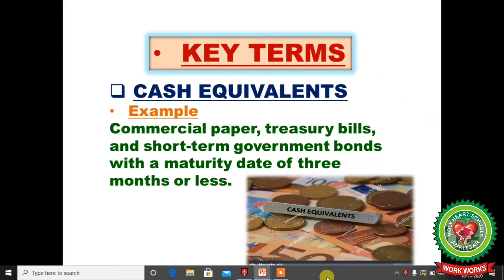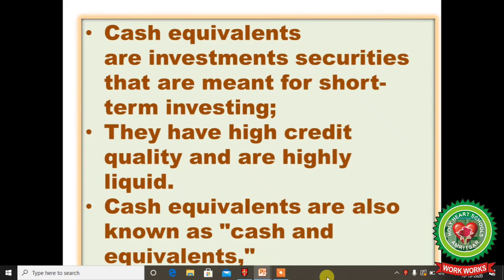Key terms: cash equivalents. Examples are commercial paper, treasury bills and short-term government bonds with a maturity date of 3 months or less. So these securities, which can be easily converted into cash and whose tenure is less than 3 months, are considered cash equivalents. Cash equivalents are investment securities meant for short-term investing. They have high credit quality and are highly liquid. Highly liquid means they can be easily converted into cash. Cash equivalents are also known as cash and equivalents.